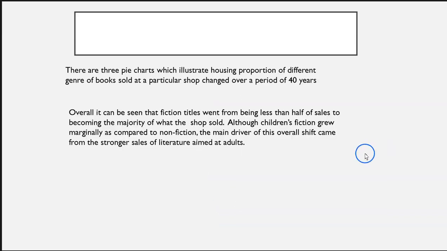Well, I decided I would finish here with an example of the introduction and the overview that I wrote. Okay, there are 3 pie charts which illustrate housing. I don't know how they got it. I did it as voice recognition, so that doesn't belong there.